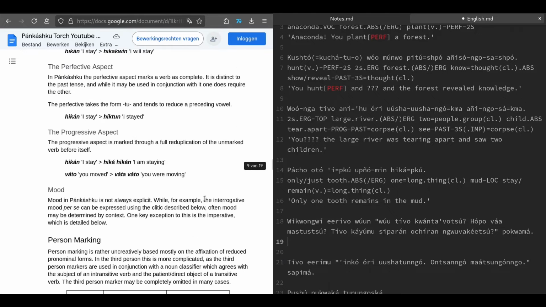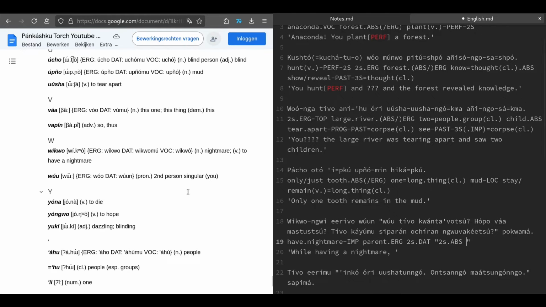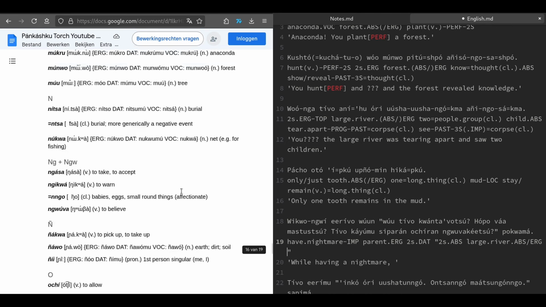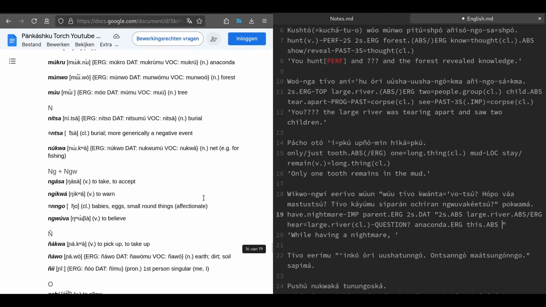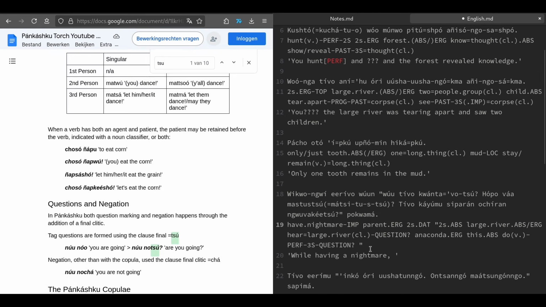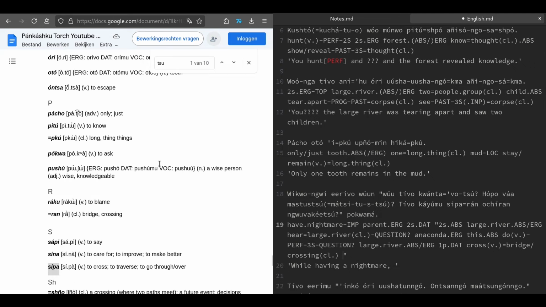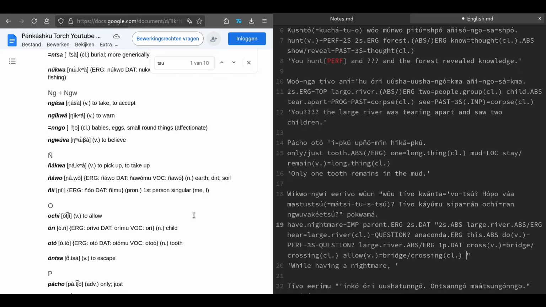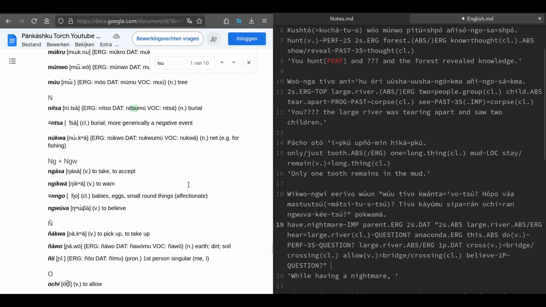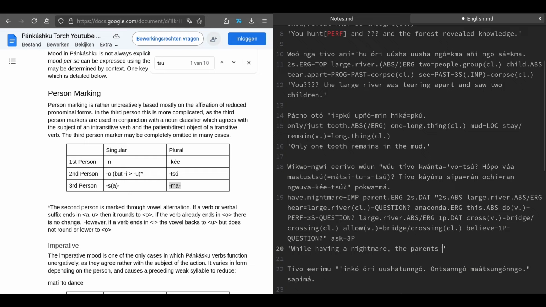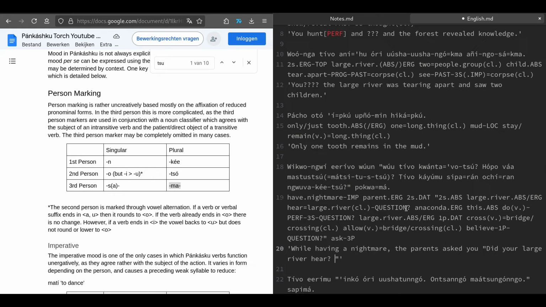Okay, what the heck is that? Wi guang wi erivo divo guanta vo zi opo must zi. Divo is, again, large river. Kayumu, siparan, ochiran, ngu wa ge zu boku wa ma. Parents asked you. Okay, did your large river hear? I think that's the only interpretation that makes sense, right?